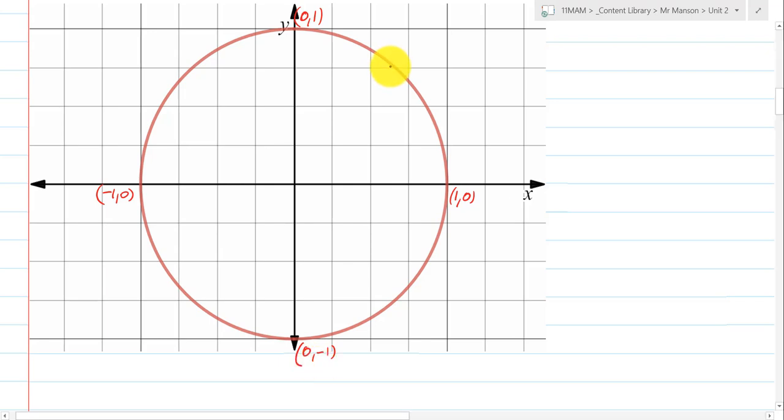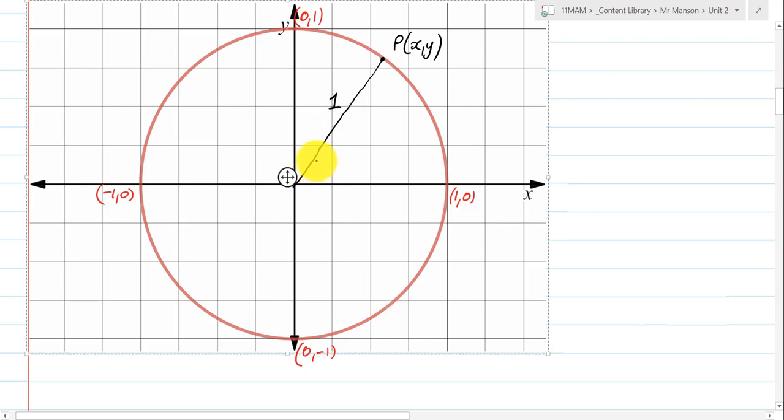And if I plot a point, this will be our common point here, which I'm going to plot just randomly in what we call the first quadrant. And I'm going to call that point P, X, Y. It also has a radius of 1. Now, I've chosen this point in the first quadrant, but it could be anywhere. We'll talk about that a bit later. This point will make an angle of theta with the positive x-axis.